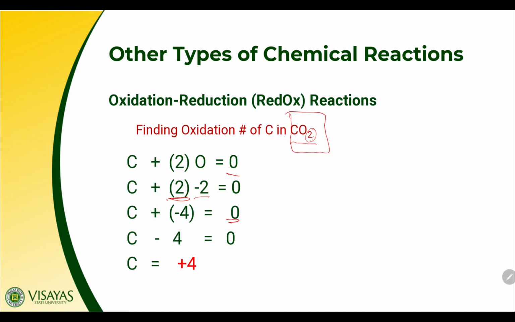When we add again the oxidation numbers of carbon and the atoms in this compound, we should get a 0. Since our oxygen atoms have a negative 2 oxidation number, and we have 2 oxygen atoms, our carbon atom should have a positive 4 oxidation number.